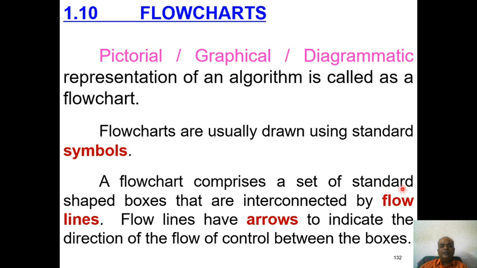A flowchart comprises a set of standard shaped boxes that are interconnected by flow lines. These lines have arrows to indicate the direction of the flow of control between the boxes.